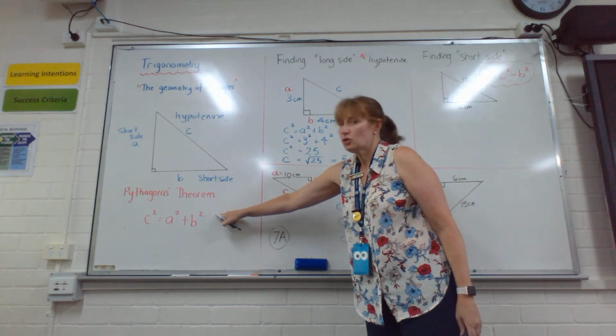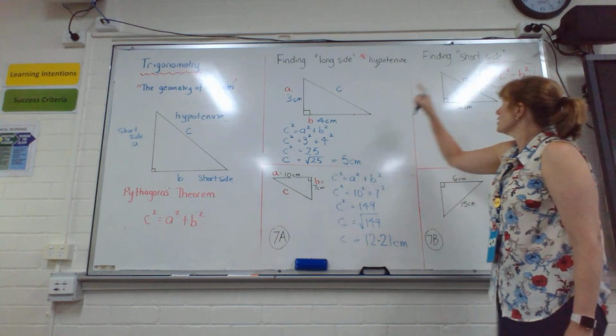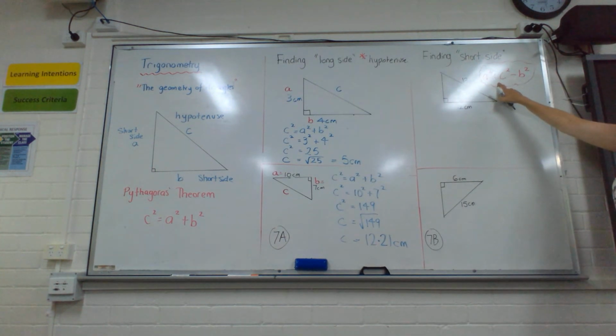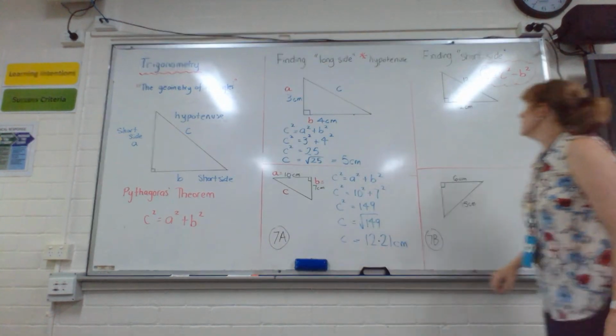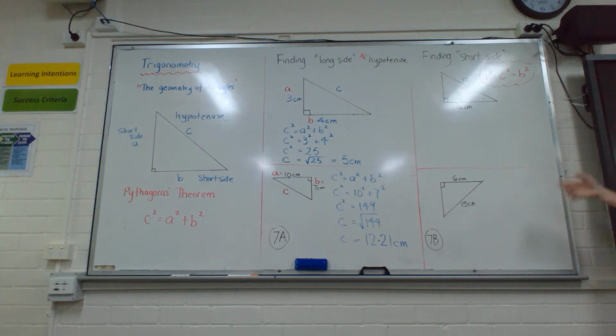Now when we're finding the short side of a triangle, we actually use this version of Pythagoras' theorem. It's exactly the same theorem. We've just moved this B squared onto the other side of the equation because this time we want to find one of the shortest sides.